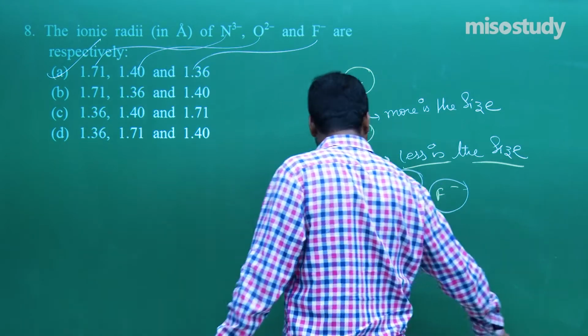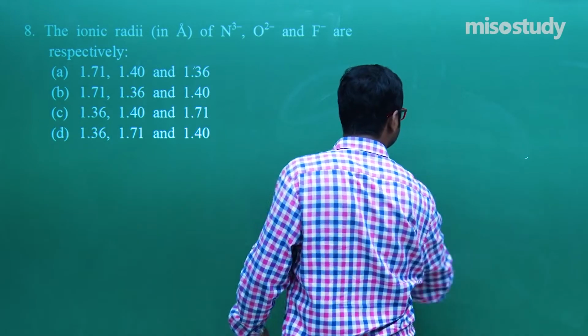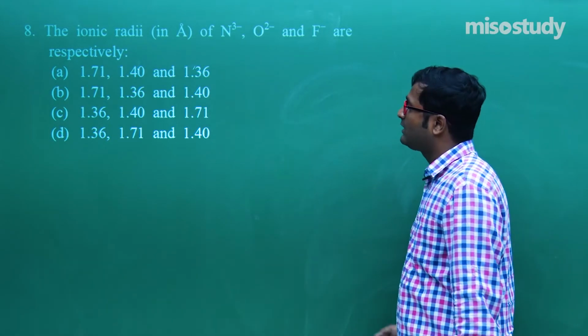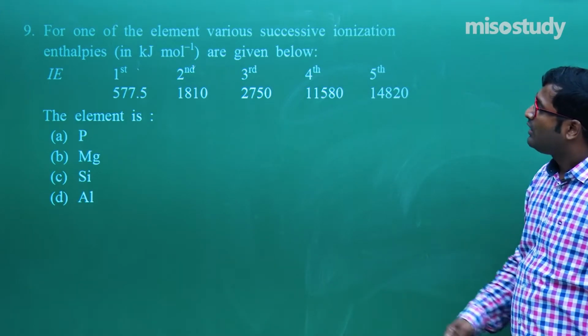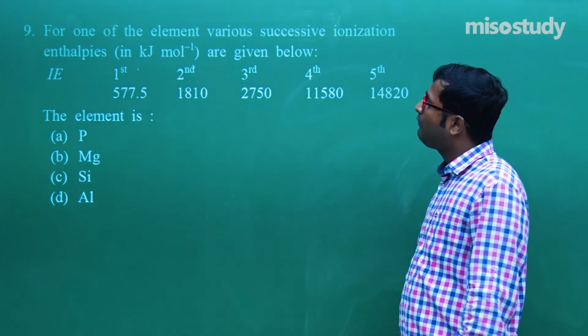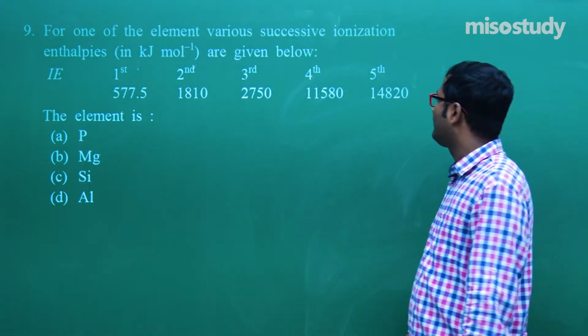So, friend, I am going to rub this part and we'll discuss the next one. Wait for a moment. The next one is question number 9. The data, check out. For one of the elements, various successive ionization energies: first, second, third, fourth and fifth.